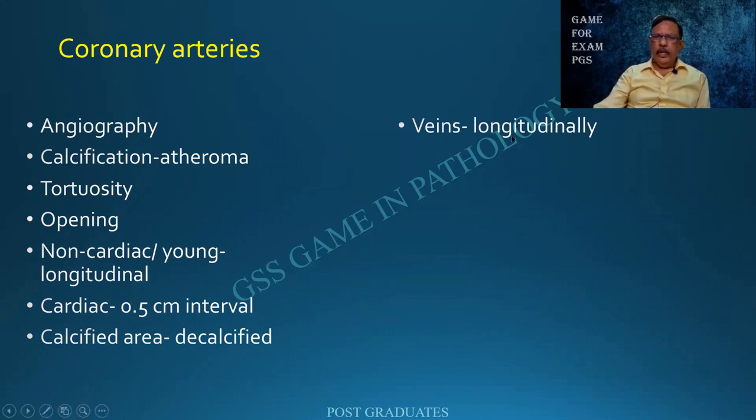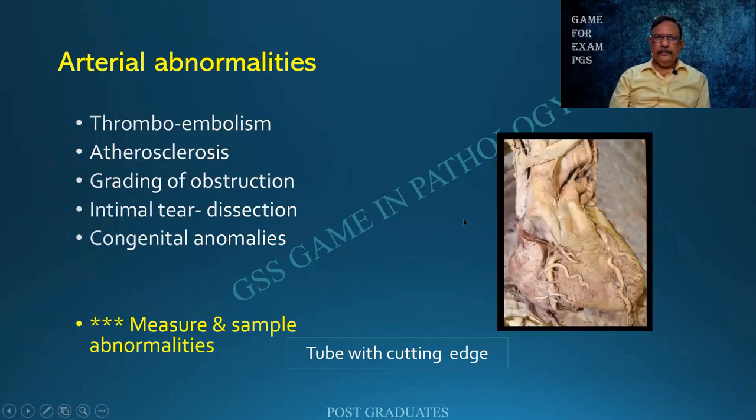Veins, on the contrary, are opened longitudinally. Now, what is this cross section? What is this longitudinal? We shall be seeing. And coming to the arteries, these are all the various things, arteries or even the veins to look for. Thromboembolism, atherosclerosis. If at all there is an obstruction, you are supposed to grade the obstruction. There can be an intimal tear, as you may find in the case of a dissecting aneurysm or a Marfan syndrome, any congenital anomaly. All these can be looked for. A beautiful picture. Of course, there has been a bit of a pericarditis, but the blood vessels are being superbly displayed.